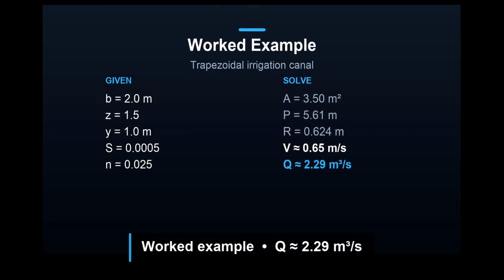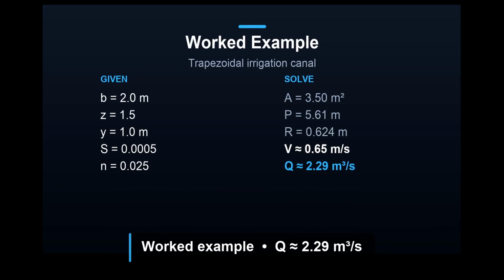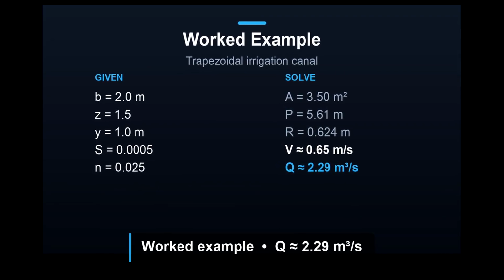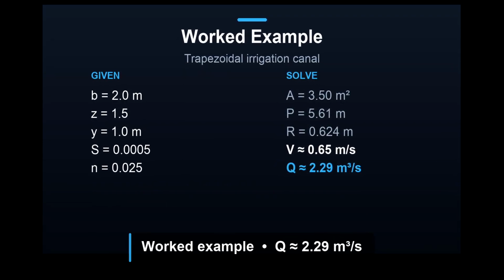Let's size a real canal. Bottom width 2 meters, side slopes of 1.5 to 1, water depth 1 meter, a gentle bed slope, and an N of 0.025. Work through the geometry, and Manning's equation gives a velocity of about 0.65 meters per second and a discharge of roughly 2.3 cubic meters per second.